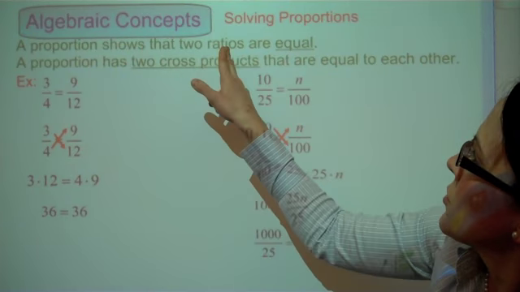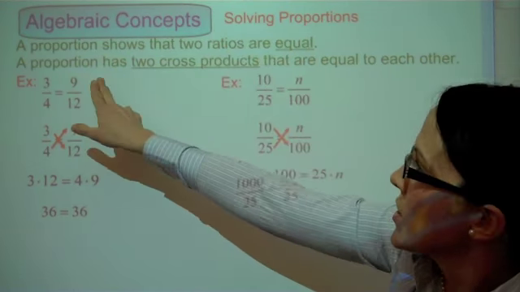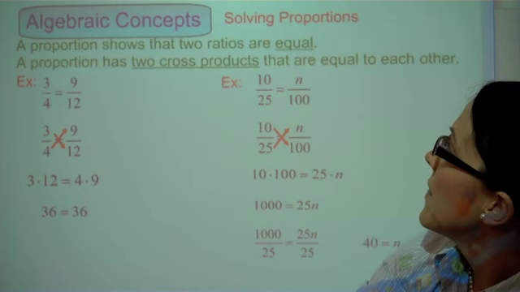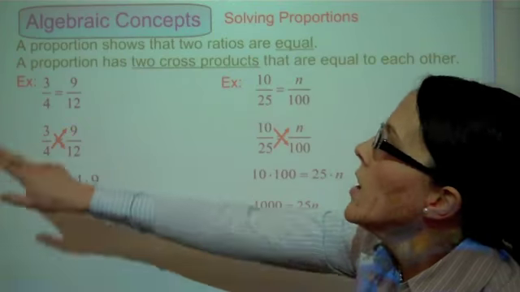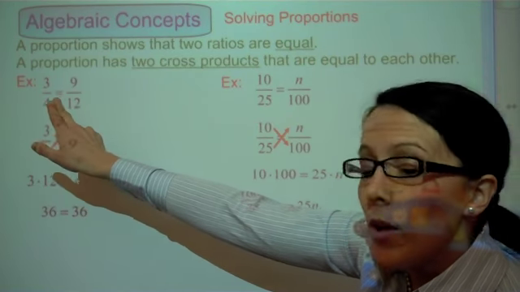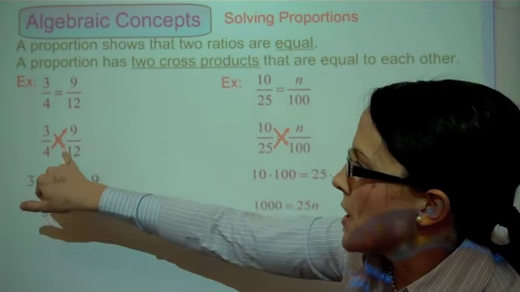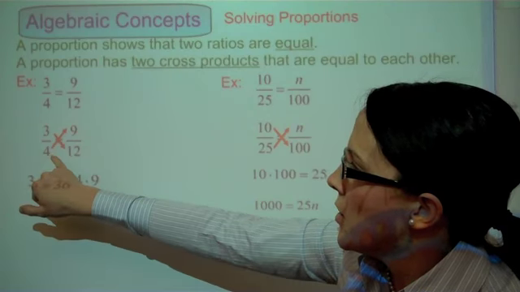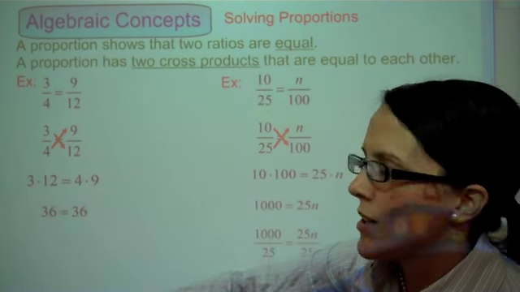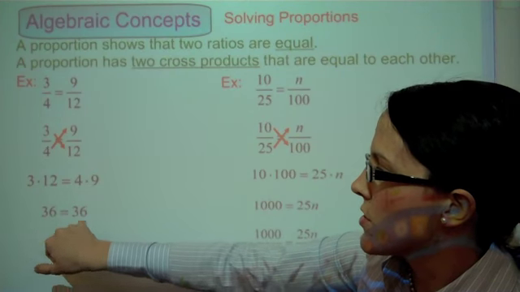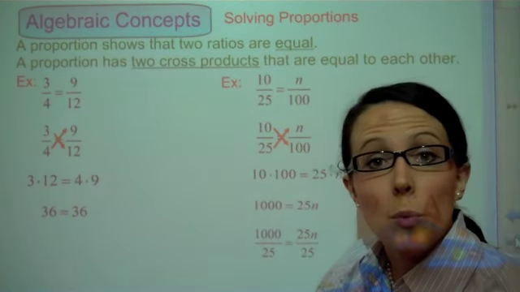A proportion shows that two ratios are equal. A proportion has two cross products that are also equal. Let's take an example. 3/4 is equivalent to 9/12. So if you cross multiply 3 times 12, 4 times 9, what does that equal? 36 equals 36. This is an example of a proportion.